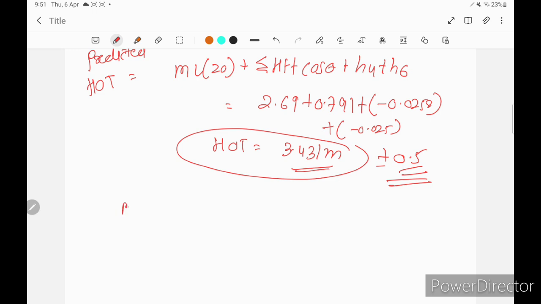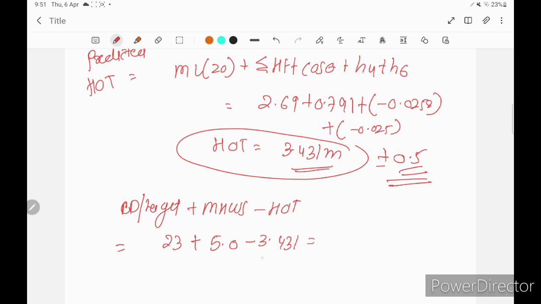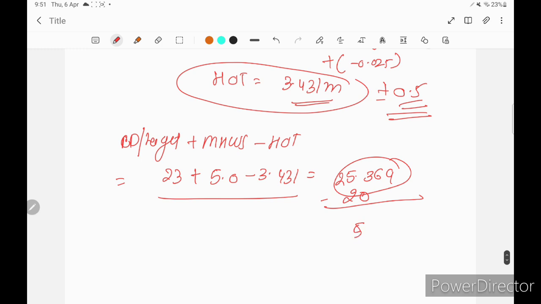So the charted depth, or height from the cable, plus mean high water spring minus height of tide, is 23 plus 5.0 minus 3.431. So you will get 24.569, then minus the 20 which we calculated earlier, so you will get around 5.369.